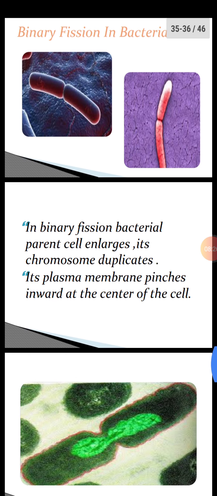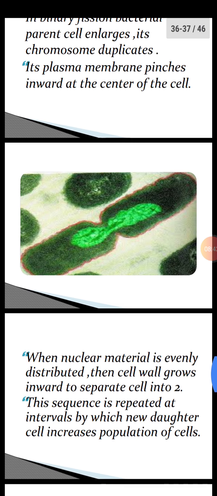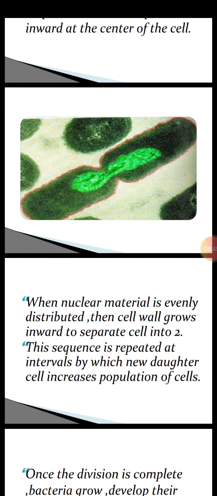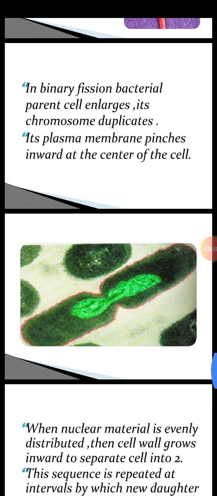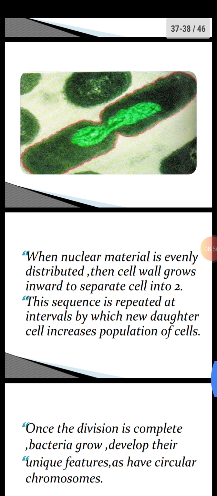In binary fission, the bacterial parent cell enlarges, it grows in size, its chromosome doubles or duplicates, and its plasma membrane pinches inward, that is, it folds inward at the center of the cell, as you can see in the picture. There is a bacterial cell, then its plasma membrane pinches inward, so it may divide into two cells. When nuclear material is evenly distributed, then the cell wall grows inward to separate the cell into two.